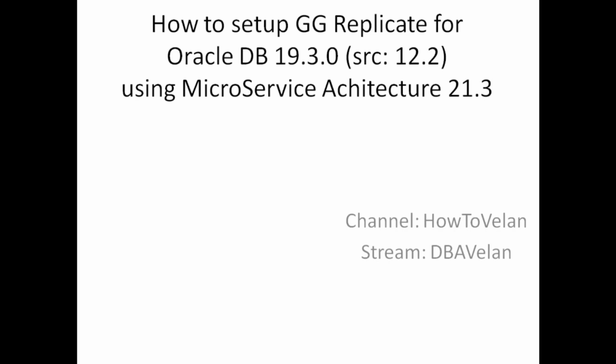In this video, we are going to see how to set up GG replicate, or Golden Gate replicate, for Oracle DB version 19.3.0. Our source is 12.2, using Microservice Architecture 21.3.